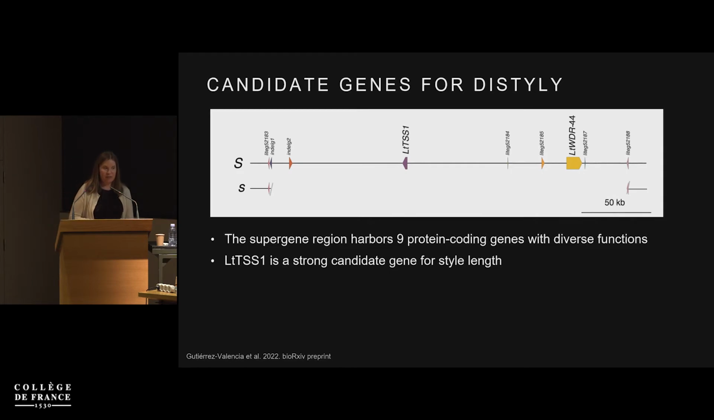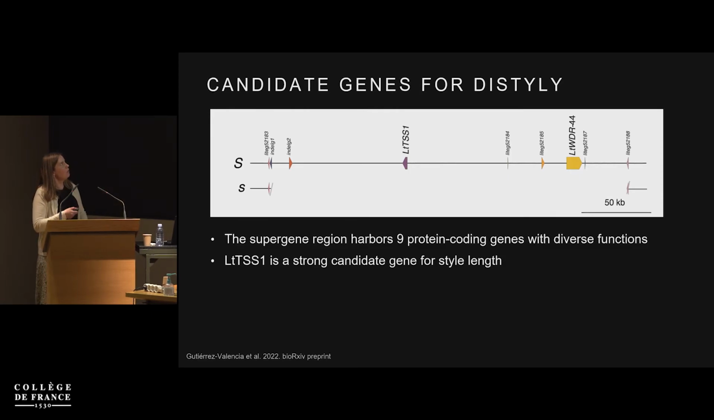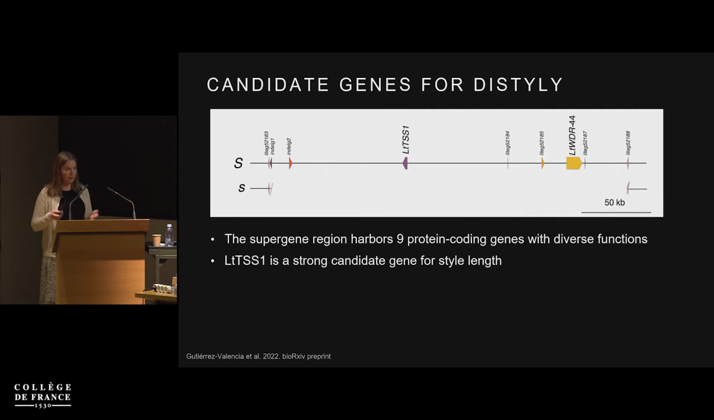What are then the genes within this supergene region? Can we identify any candidate genes for Distyly? Yes, we can. So overall, this supergene harbors just 9 protein-coding genes with diverse functions, excluding some genes that are transposon-derived. Most of them are complete. Most of them are found only on the dominant haplotype. There's one gene that is also found in the recessive haplotype, and then there is another one where the recessive haplotype copy is truncated.